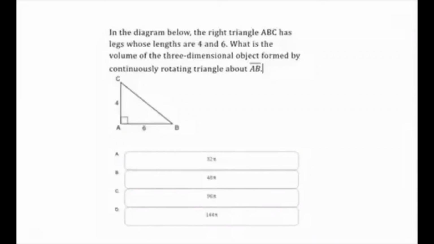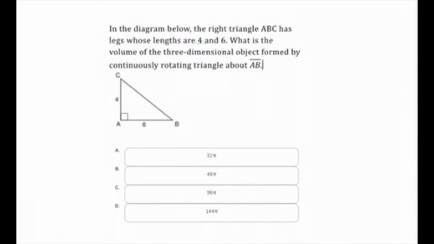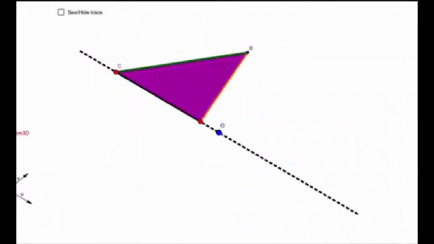In the diagram below, the right triangle ABC has legs whose lengths are 4 and 6. What is the volume of the three-dimensional object formed by continuously rotating the triangle about AB? We have the lengths, which are 4 and 6, and it's asking for the volume of the three-dimensional object formed by continuous rotation. So I'll be showing you a 3D visual in GeoGebra in a minute, but first we have to work out the answer in pi, so we have to keep that in mind. Showing you a visual explanation of how to work out the volume of this triangle constantly rotating.